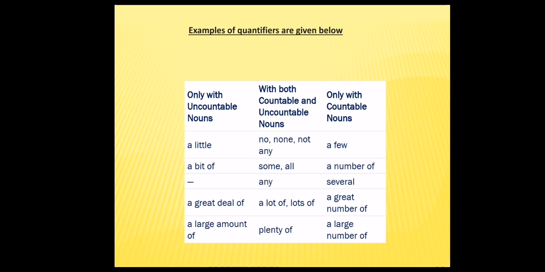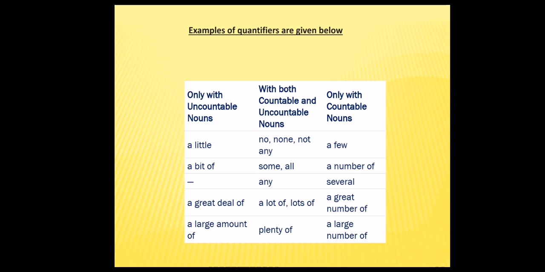Now I have given one table. So these are the various examples of quantifiers. Only with uncountable nouns, they are a little, a bit of, a great deal of, a large amount of. So these quantifiers are used only for uncountable nouns.